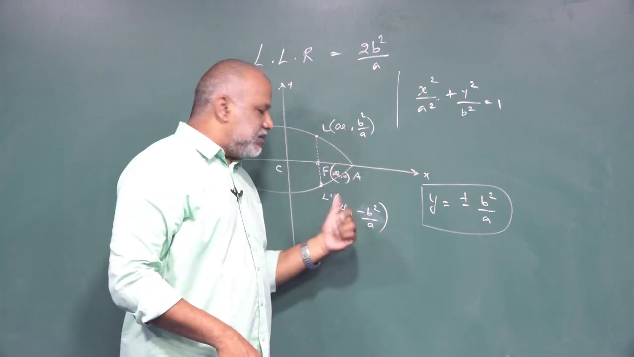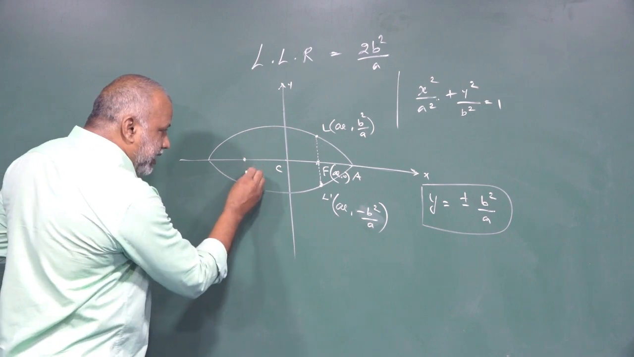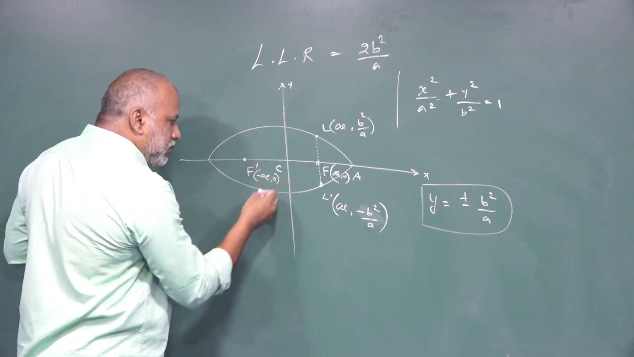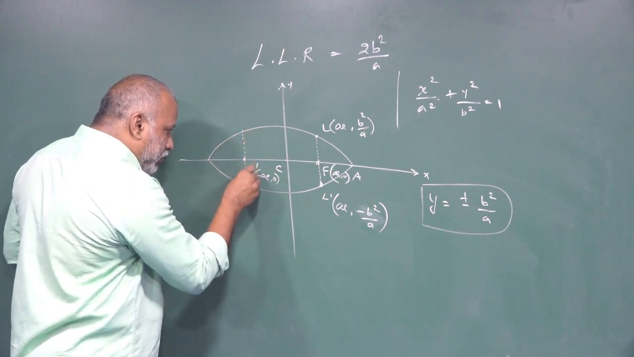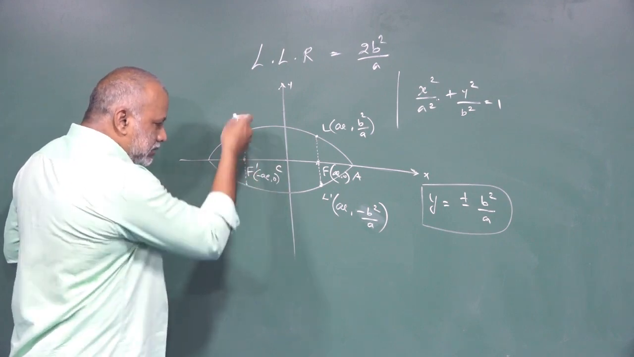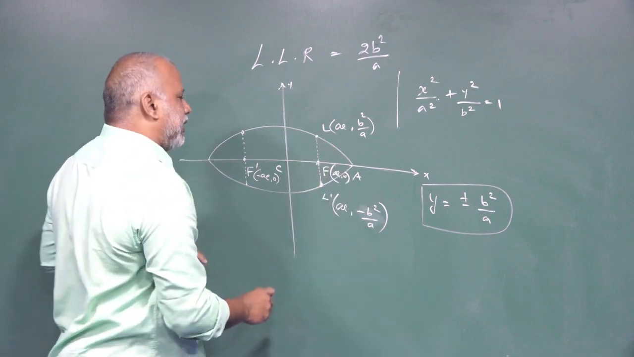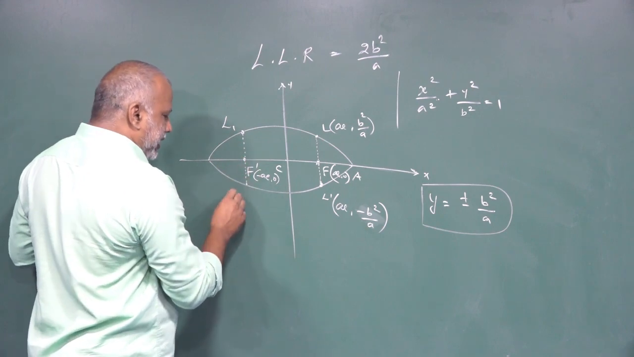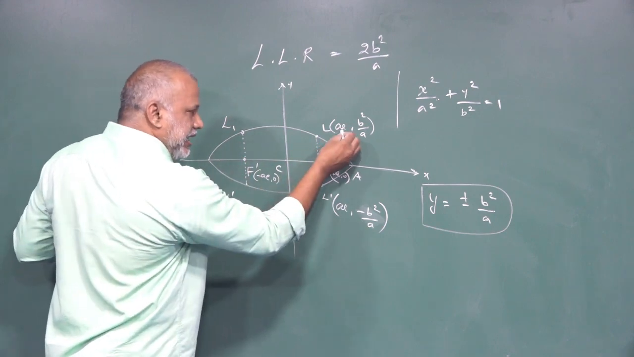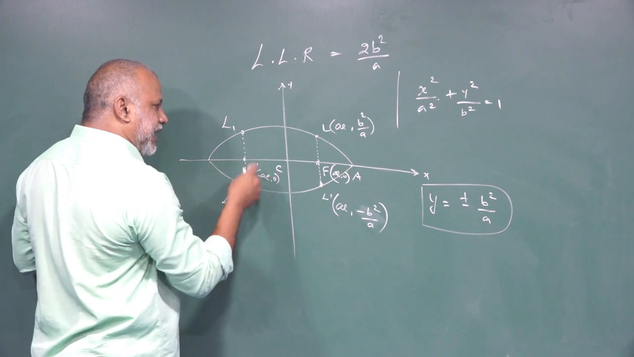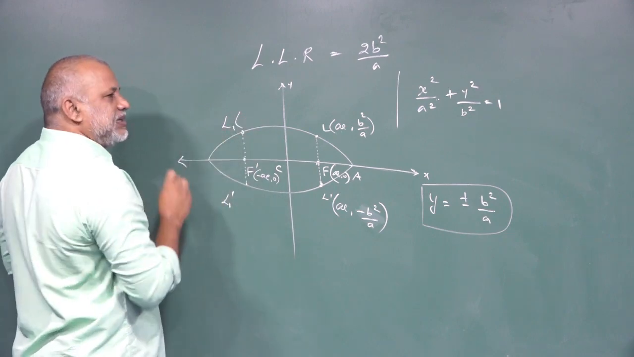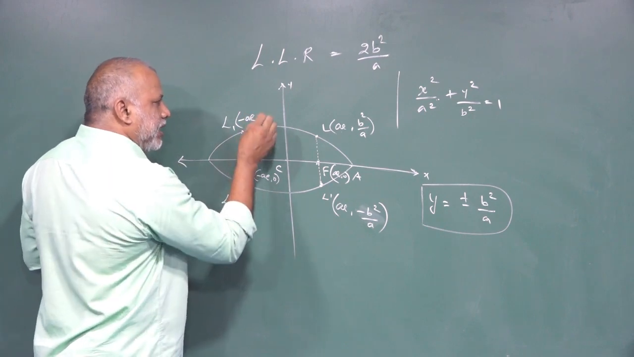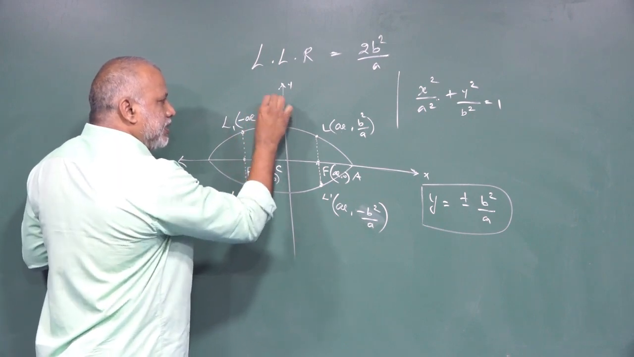See here, we can get one more focus. This focus value is minus AE comma 0. So here also we get one lattice rectum, but lengthwise they are equal, and pointwise they are different. See here L1 and L1 dash, at AE comma b squared by a, lengthwise same, but it lies in the second quadrant. Here x takes negative, therefore we get minus AE comma b squared by a. This is the new logic.